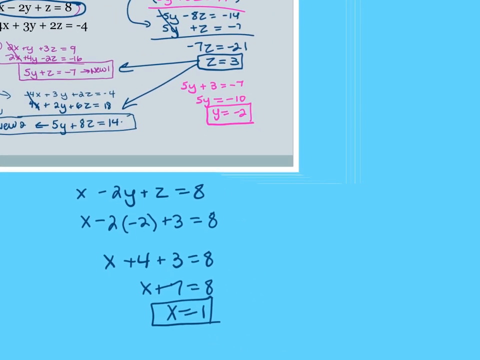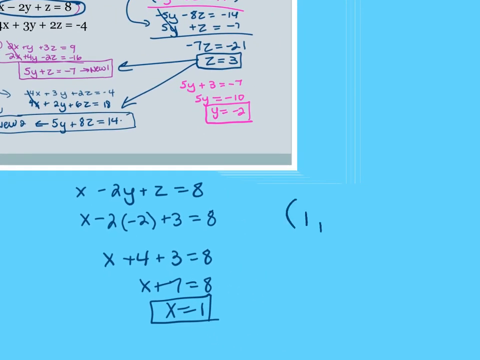And then again, these will be written as coordinate points. 1, -2, 3, and with extra time, you can work your way back in by plugging those in to make sure they work. Questions?